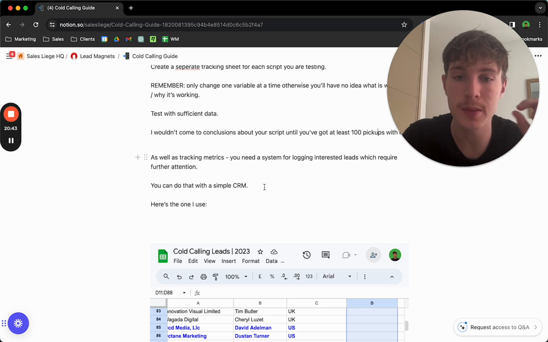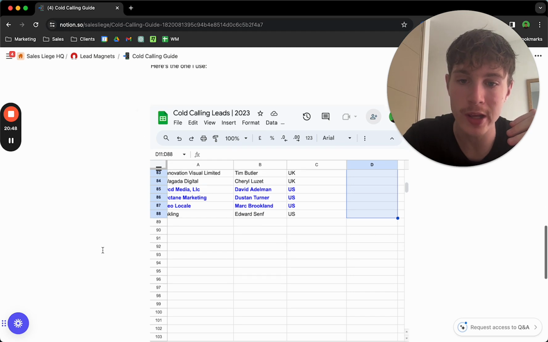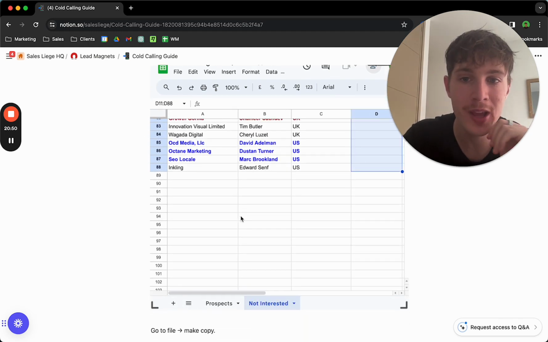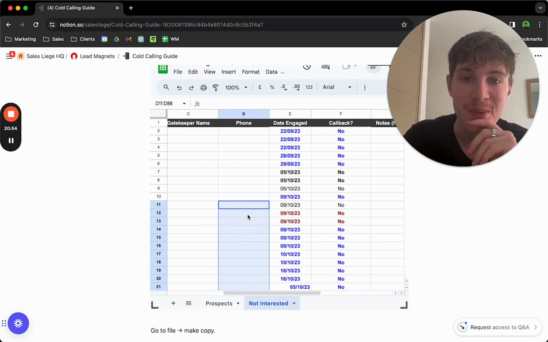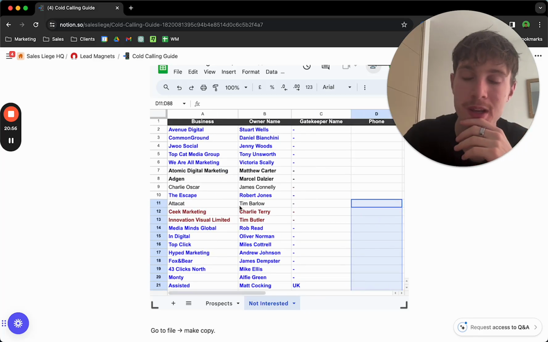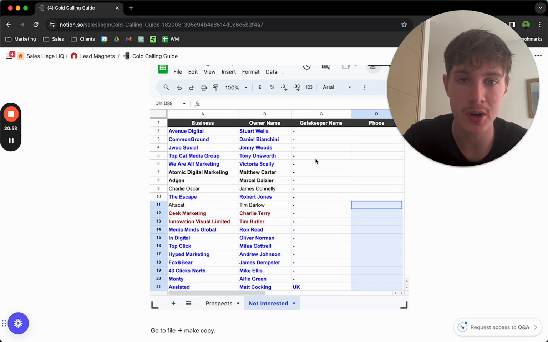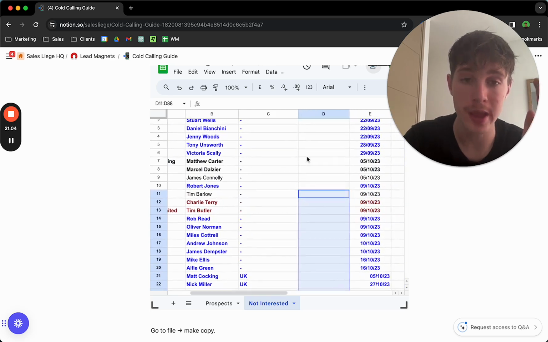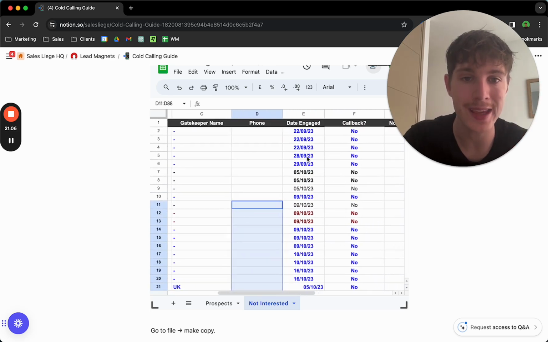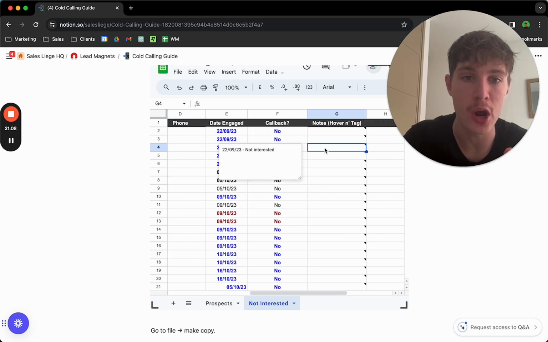And you need a system for logging interested leads, basically a CRM for your cold calling. This is the one I use. I've deleted the mobile numbers from here because there's probably going to be some weirdo out there that calls the leads that I previously called. But yeah, this is what it would be. So it would be the business owner's name, gatekeeper if there was one. I was calling mobiles, so I could have deleted this. It wasn't relevant. Their mobile number in here, the date that I engaged with them, whether I was going to call them back, and notes.